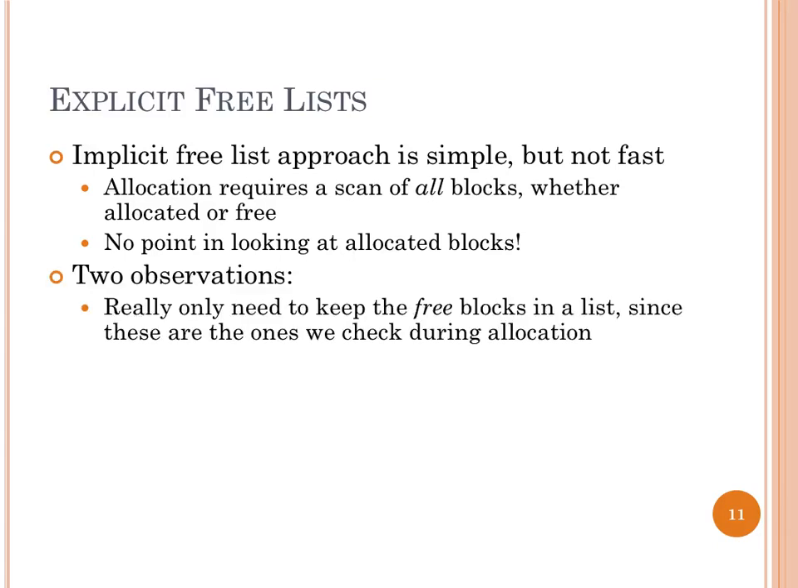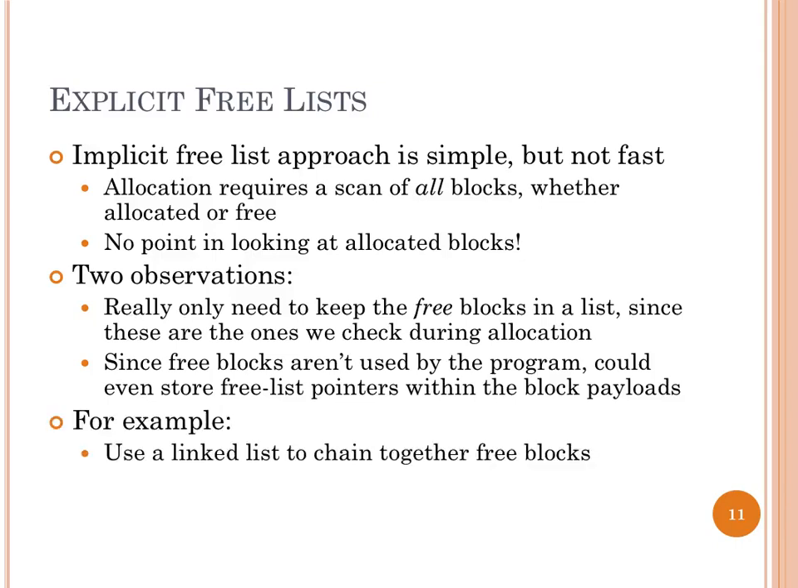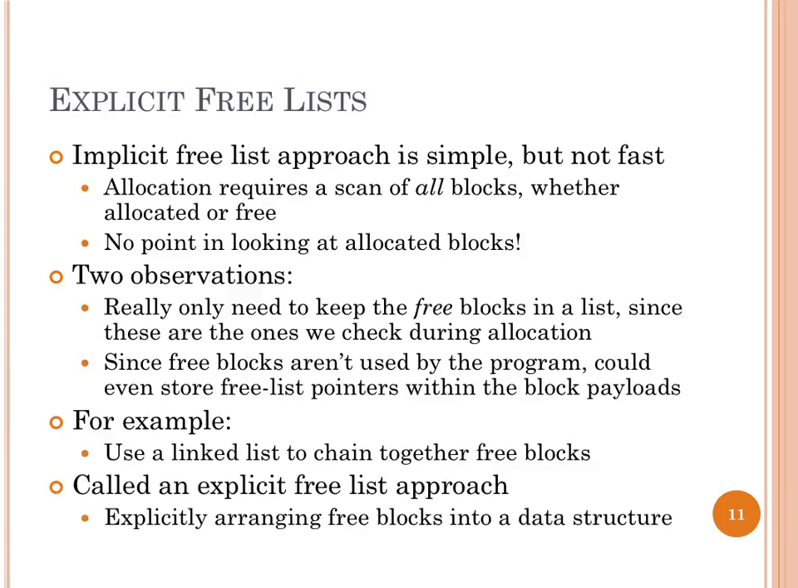So here are some interesting observations. We really only care about the free blocks. Those are the ones that are candidates for satisfying allocation requests, right? Why would we even look at the allocated blocks? Here's the other observation. If the program is written properly, it shouldn't be using the space in our free blocks, so we could use it to put other information in there. And so you could use that, for example, to chain the free blocks together in our memory pool. And that way, when an allocation request comes through, we can just search through our free list. Okay? And so, just as an example, you have a linked list built in the free blocks that chains them all together. Okay? So this is called an explicit free list approach.